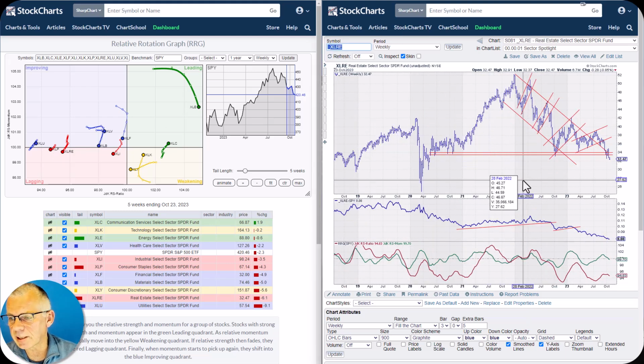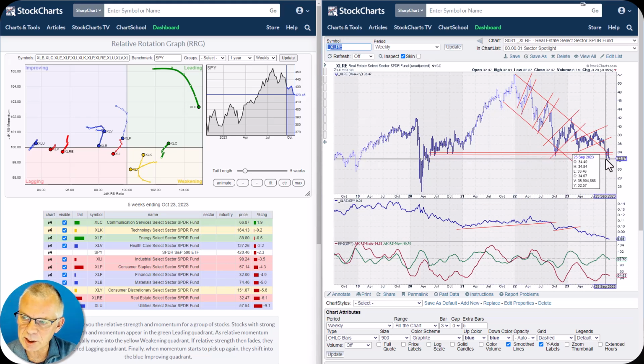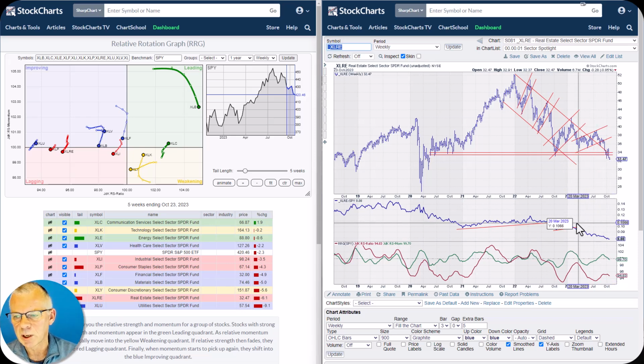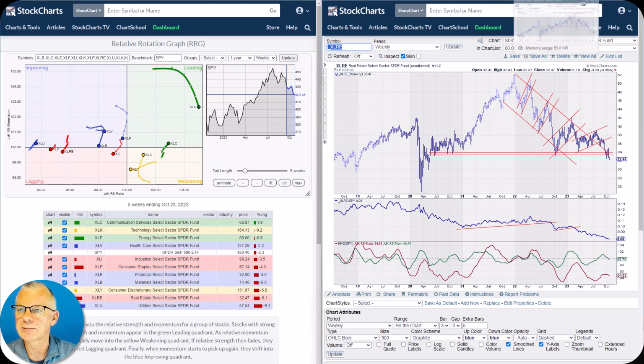We go to real estate. That is confirming its weakness. Again, this week we continued lower. We seem to be breaking below the previous low. Relative strength is moving lower and is pushing that tail down into the lagging quadrant. There's no doubt about it. This is a strongly underperforming sector.